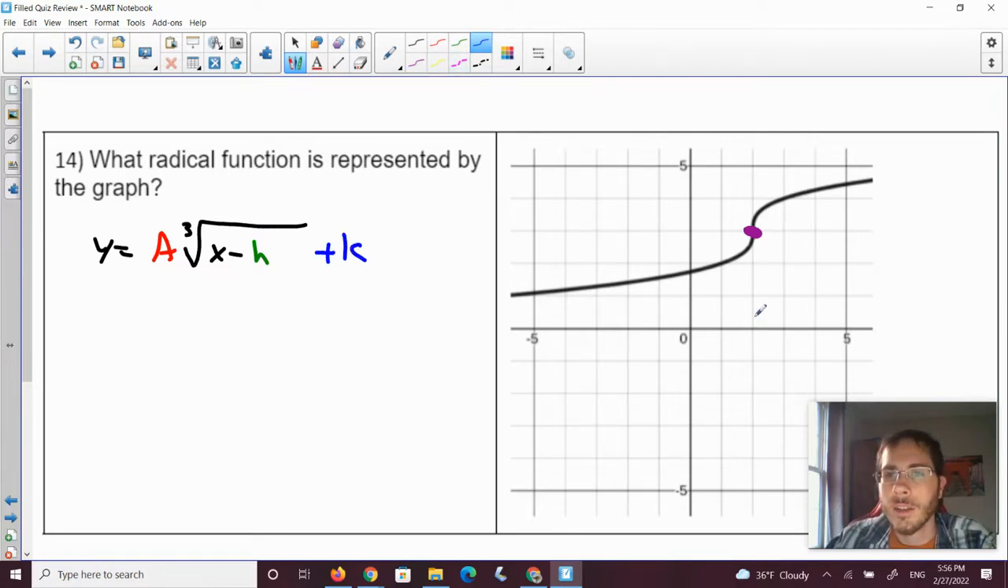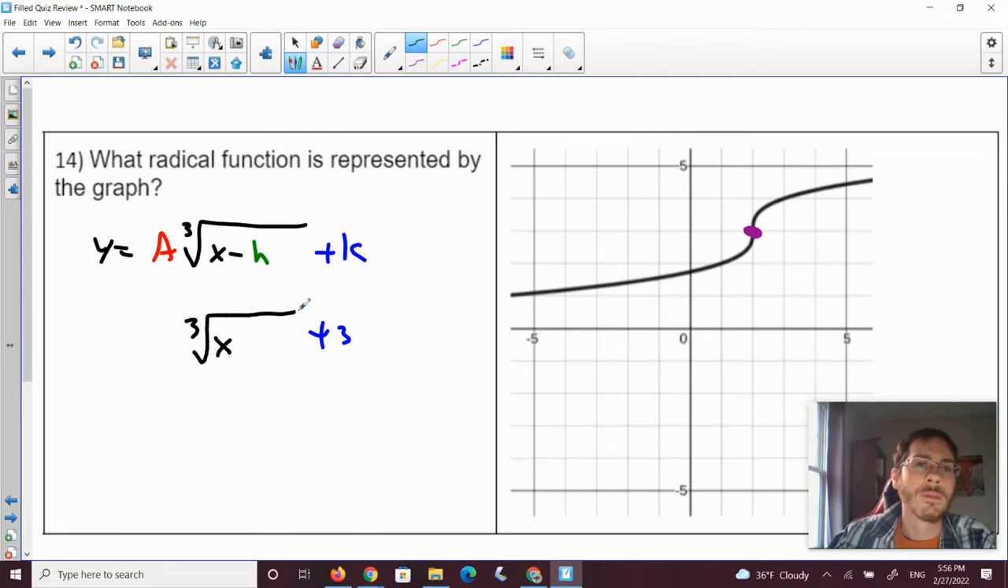So we're just going to fill everything in that we can see. So k is kind of nice. We can see we're going 1, 2, 3 up. So we know we're plus 3. So that's pretty easy. Cube root of x doesn't change. For h, we see this is another one where we're 2 to the right. So it looks like it's another minus 2. That's fine. Then we have to look for a. So again, for a, what we want to do is go 1 over and see how far up we went. Well, if we go 1 over, we go 1 up. So 1 over 1.